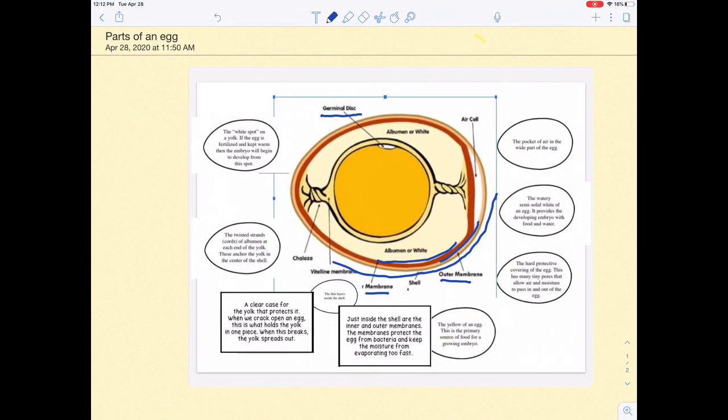All right, what else do we have? Well, there's another kind of membrane called the vitelline membrane, and let's go see what that is.